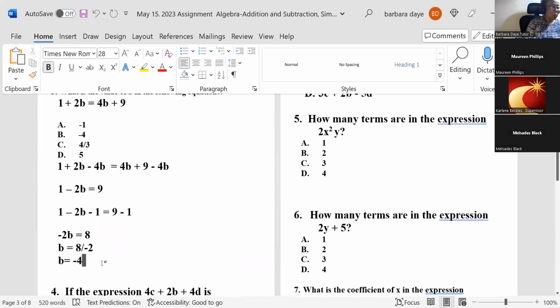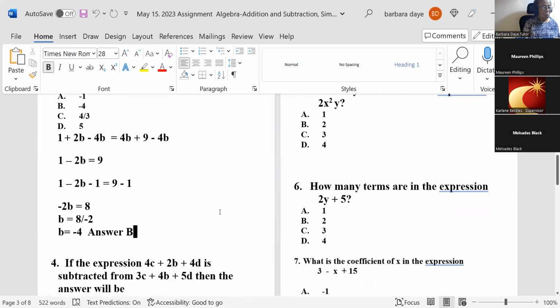So the answer would be, you see, B is a -4. So the answer is B. Mercedes, you got that one? Yes, Miss Barbara. Okay, see, that's just like the one we just did, right? Combining the like terms. Yes.